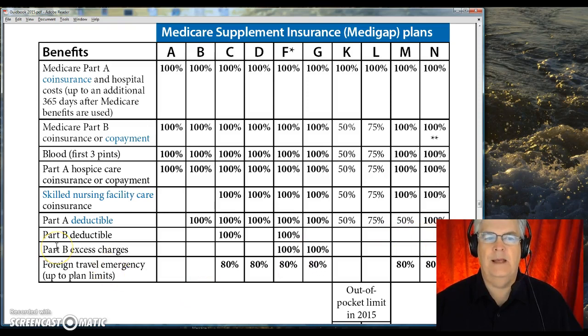So let's go down here to the Part B excess charges. The Part B excess charges, Plan G covers 100% of those. Plan N does not cover excess charges at all. And again, a lot of folks don't know what the excess charges are.